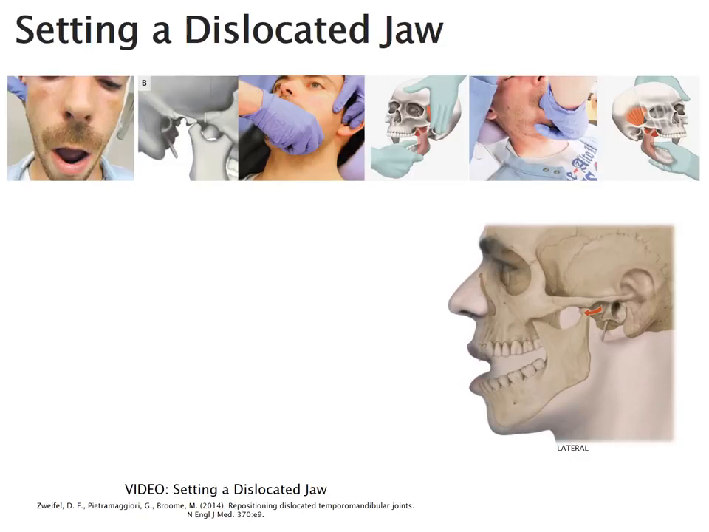Without depressing the mandible first, the mandibular condyle is simply going to hit against the articular tubercle. So depression of the mandible must occur before retraction of the mandible to place it back in the mandibular fossa. If you have the time, I encourage you to take a few minutes to watch this video on how to reset a dislocated jaw.